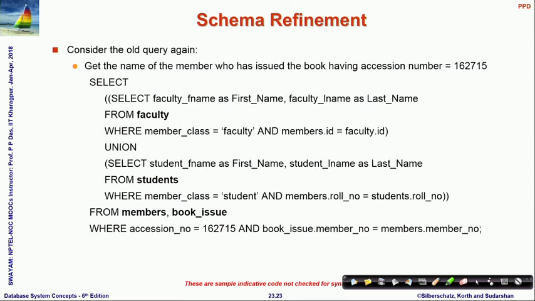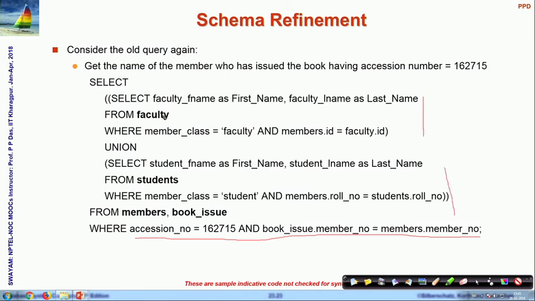So, if we go back and look at the query again, we will see that our problems have got significantly solved, because we now still have to find that member name, and this is the basic condition which specifies the member number who has issued that book. But the actual problem of finding the name can be solved here, because I write 2 queries and take a union of them: the first query runs on faculty, the other query runs on student.